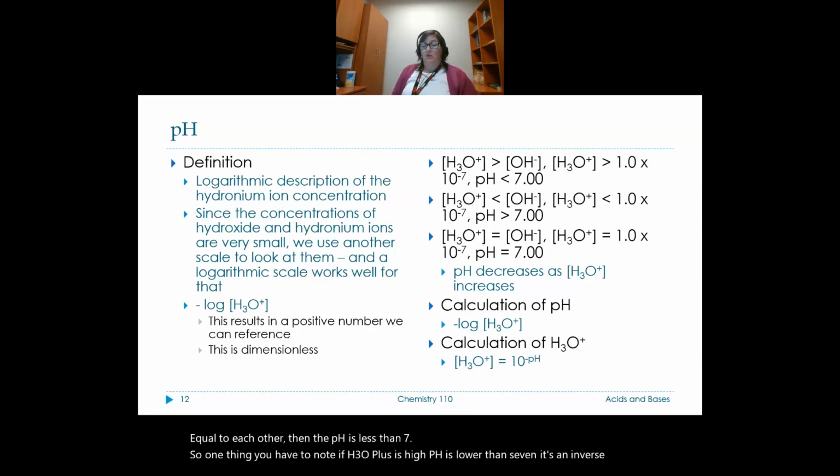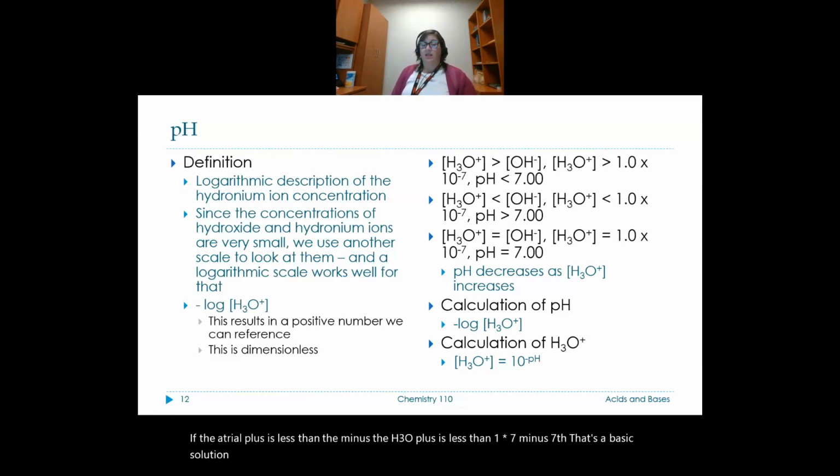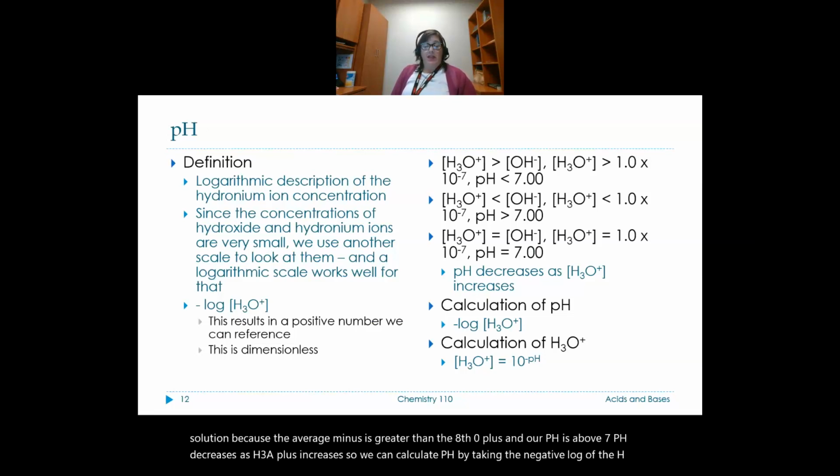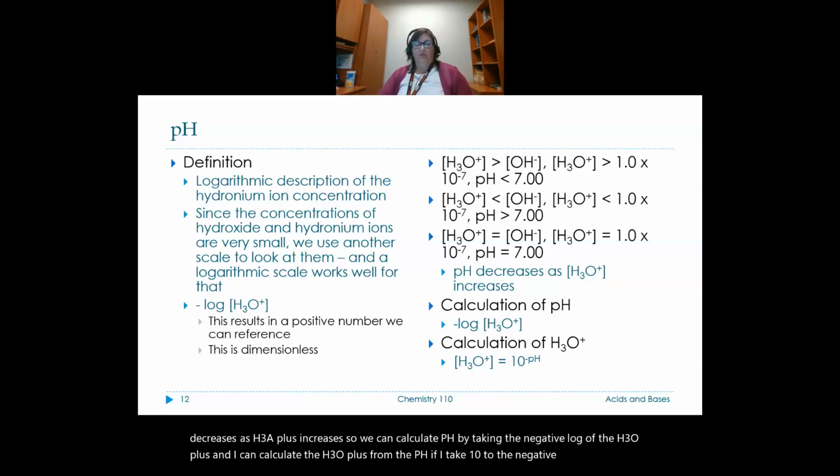If the H3O plus is less than the OH minus, the H3O plus is less than 1 times 10 to the minus 7th, we know that's a basic solution because the OH minus is greater than the H3O plus, and our pH is above 7. pH decreases as H3O plus increases. So we can calculate pH by taking the negative log of the H3O plus, and I can calculate the H3O plus from the pH if I take 10 to the negative pH. That's the inverse of the negative log. Okay, so that's what we're talking about with those two.